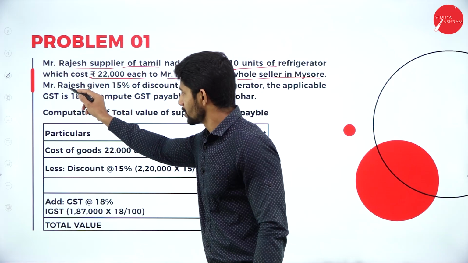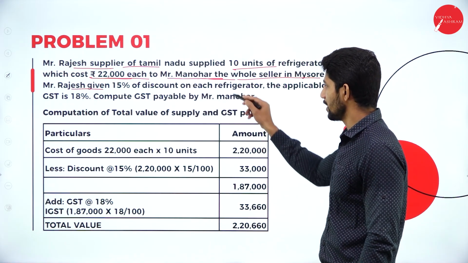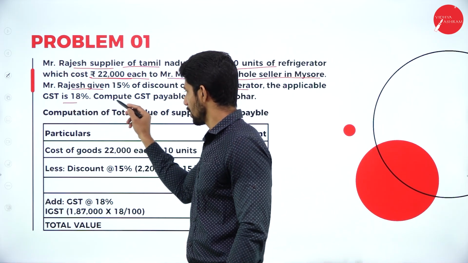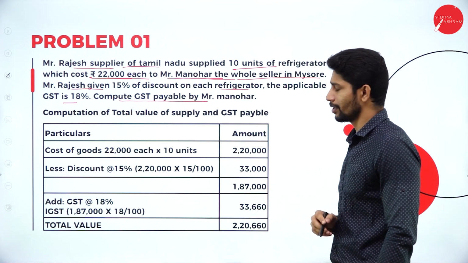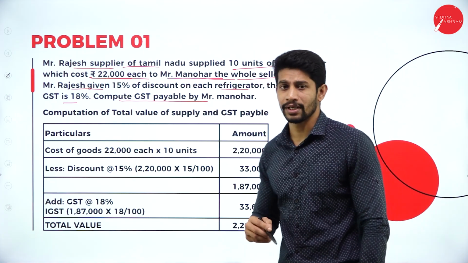Now Mr. Rajesh gave 15% discount on each refrigerator. The applicable GST is 18%, and compute GST payable by Mr. Manohar. So why is Mr. Manohar supposed to pay the GST?